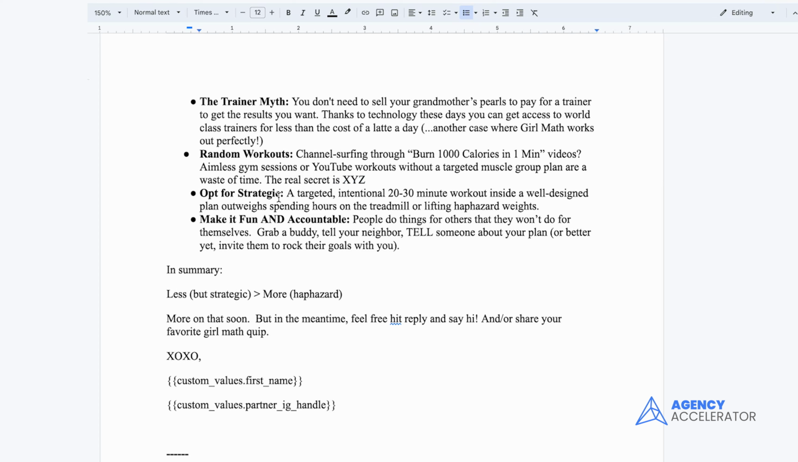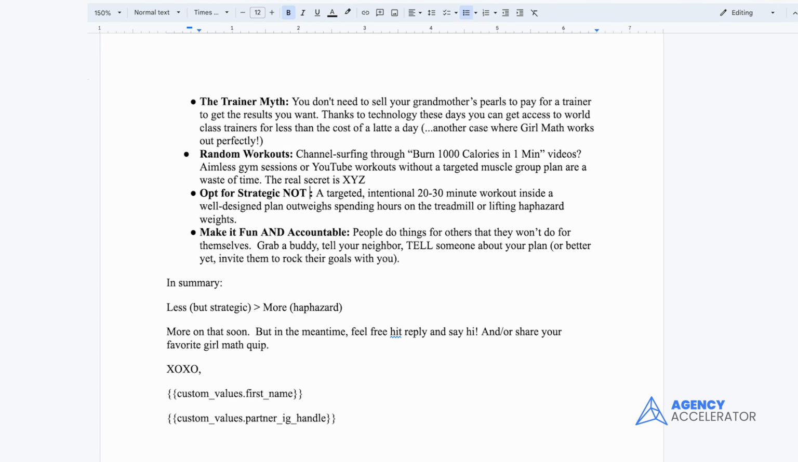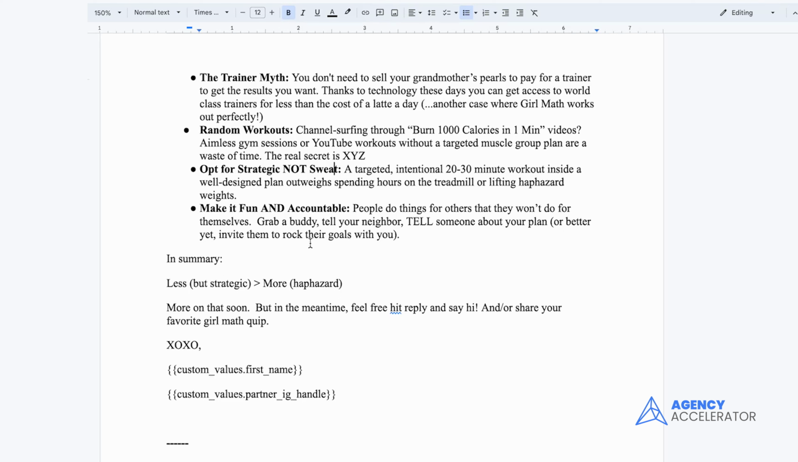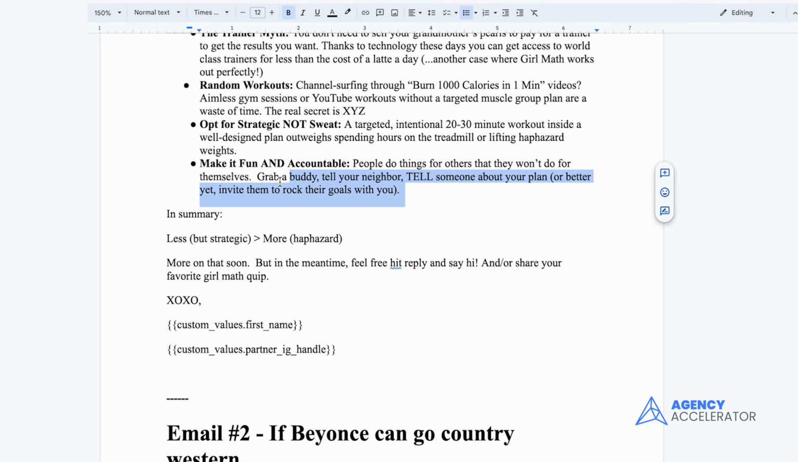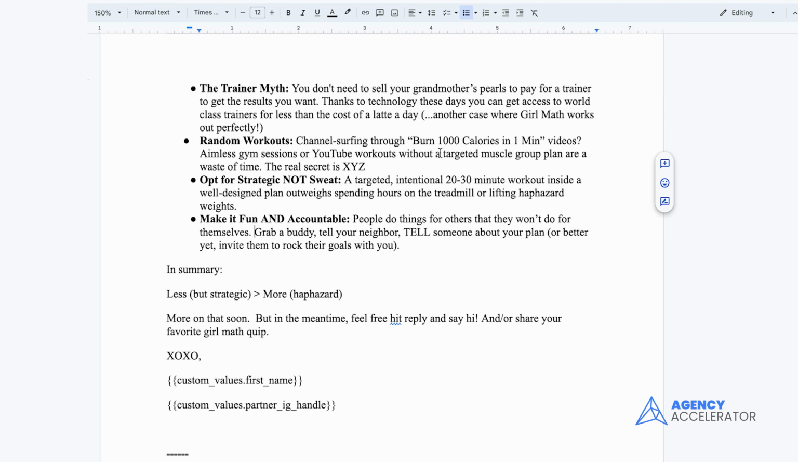Opt for strategies, not tactics. A targeted intention inside a well-designed plan outweighs spending hours on the treadmill or lifting. Opt for strategies, not sweat, not grinding, not hustle, not something like that. Make it fun and accountable. See, this one's providing tips with it. Also, gotta get rid of those spaces.